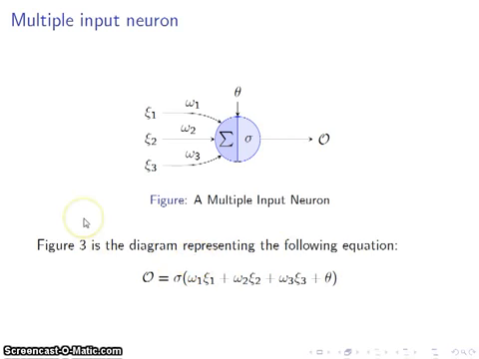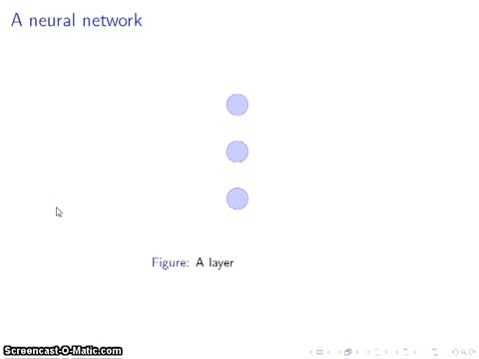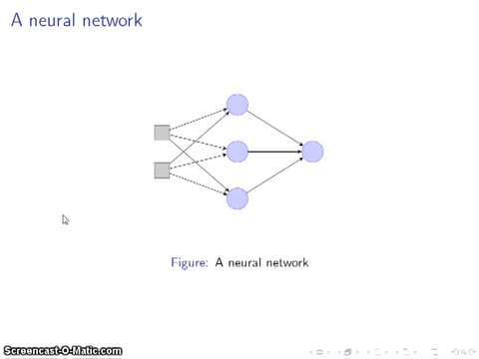Now, to make a network, we're going to put a lot of these neurons together in parallel and form a layer, just like this. And we're going to put multiple layers together to form a network, like this. Okay, this is an example of a neural network, fully connected, which we will treat them all as fully connected.